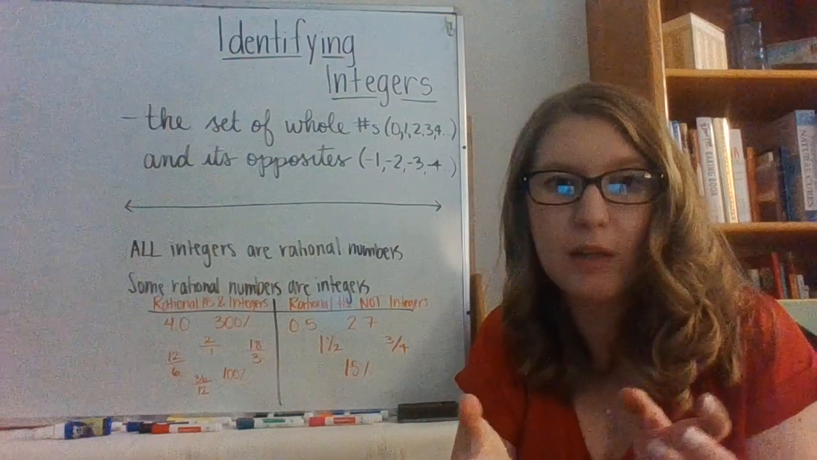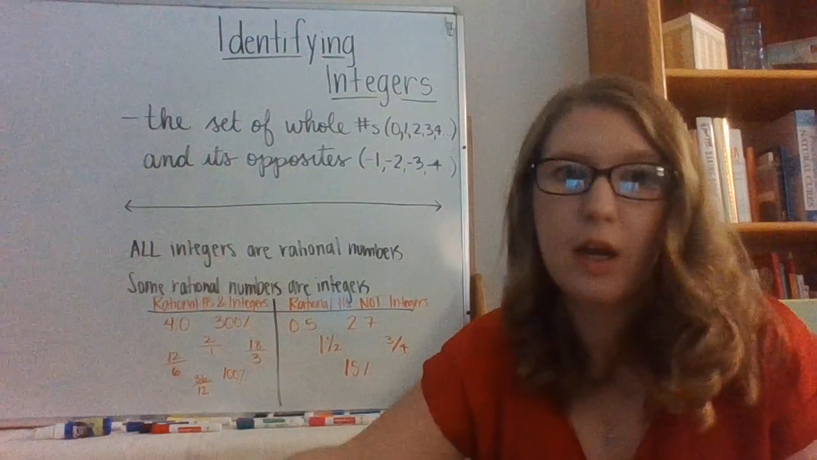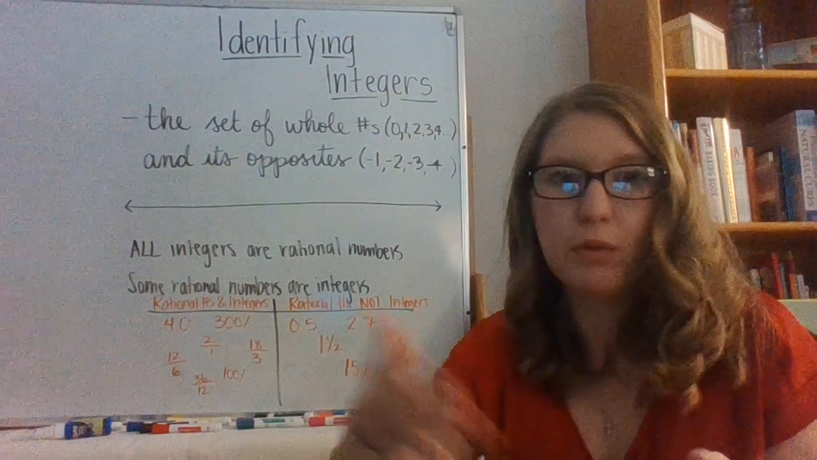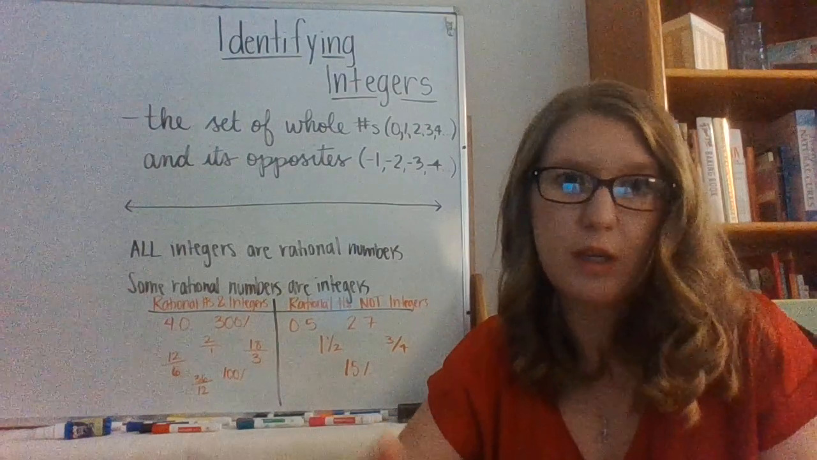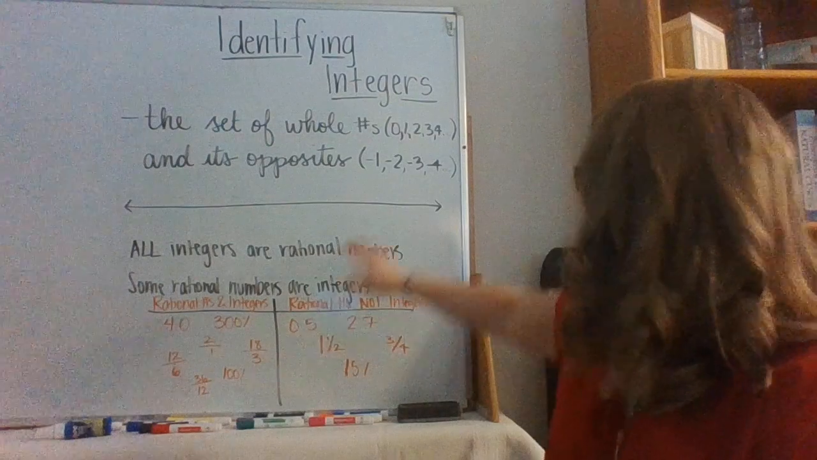So if I were counting all of my oranges and one was cut in half, then I would only count the whole oranges. I'm not counting that part of an orange.